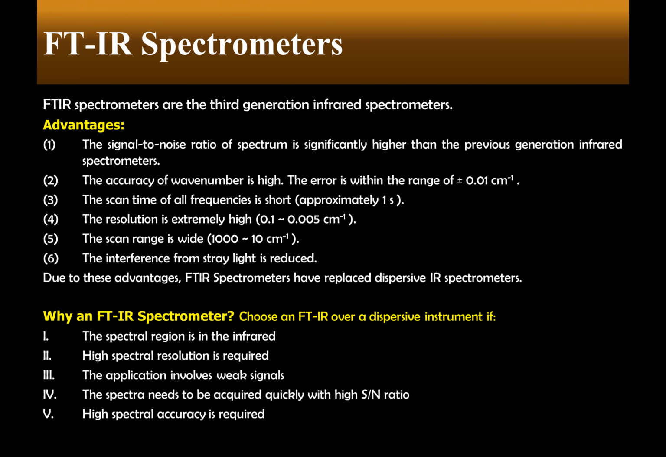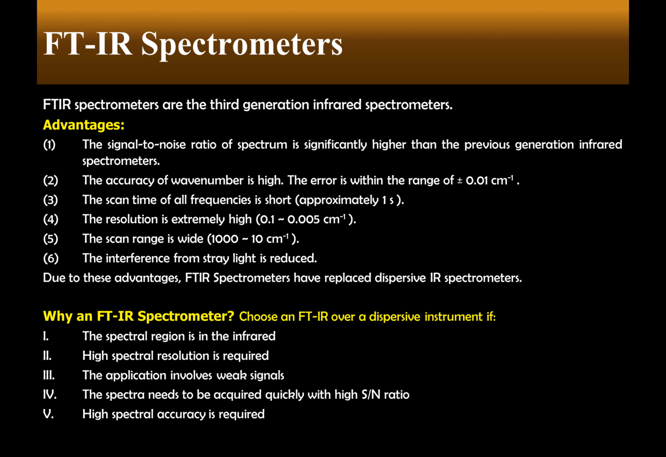So let us see what are the third generation FTIR spectrophotometers. They have certain distinct advantages over the earlier ones. Their signal to noise ratio of the spectrum is significantly higher and more productive than the previous generation infrared spectrophotometers. Their accuracy of wave number is also very high, and the error is very small, within the range of plus minus 0.01 centimeter inverse. The scan time is also very short, approximately 1 second.